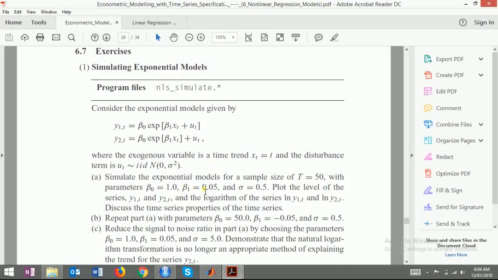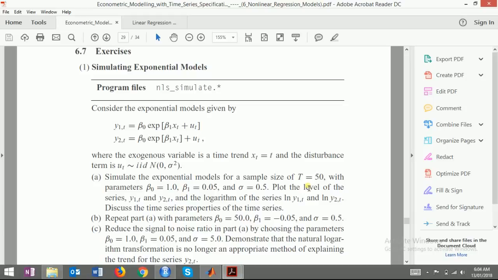So simulate the exponential model for a sample size of T equals 50 with parameters beta naught equals 1, beta 1 equals 0.05, and sigma equals 0.5.